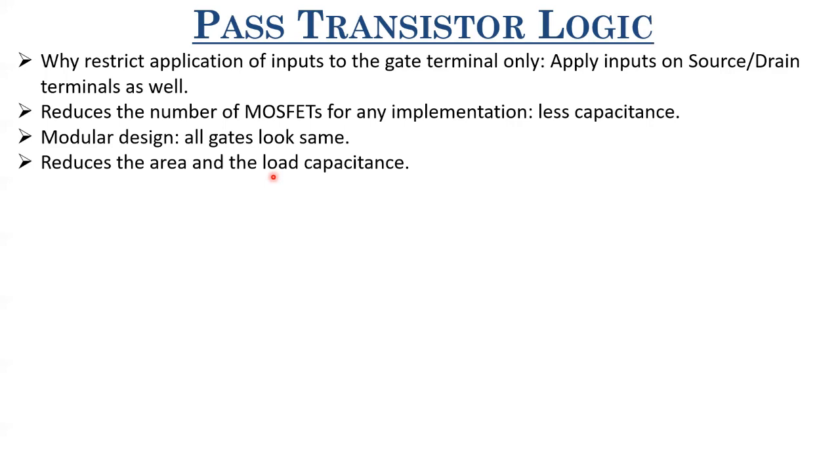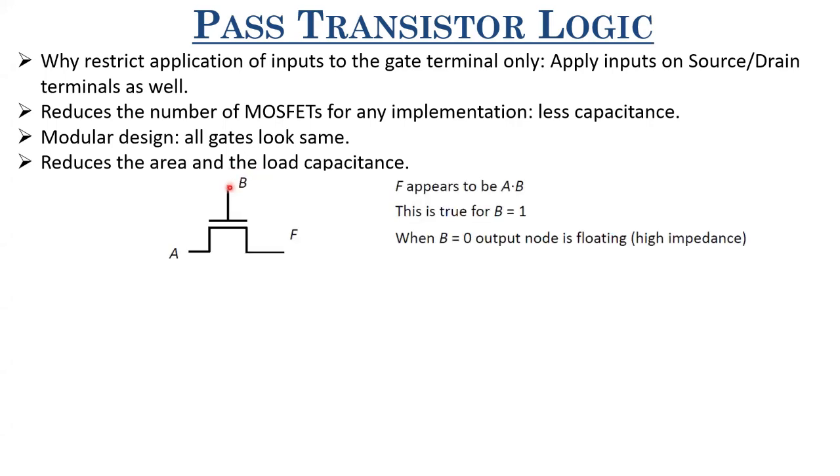So how can we realize, let's say, an AND gate using pass transistor logic? Here you see that we applied the B input to the gate and we applied the A input to the drain. Depending upon the value of A as compared to F, it can be source or drain, because for a MOSFET the terminals are interchangeable. Whichever terminal is at a higher potential is the drain, and whichever is at a lower potential is the source. So here, only when A equals B equals 1 will you get F equals 1.